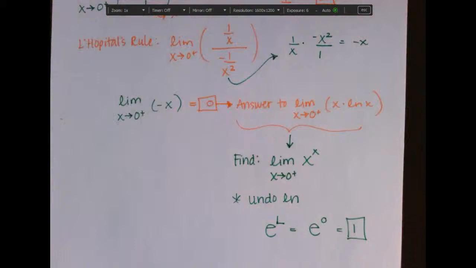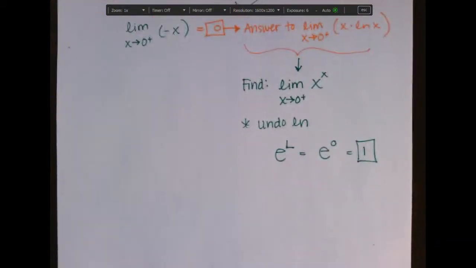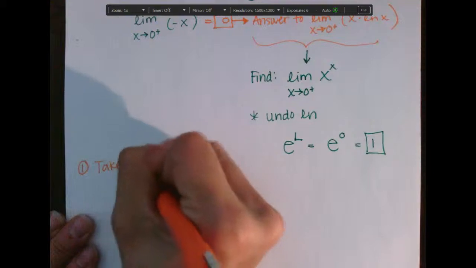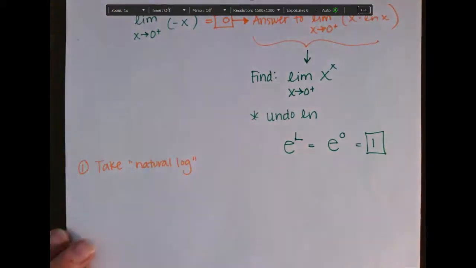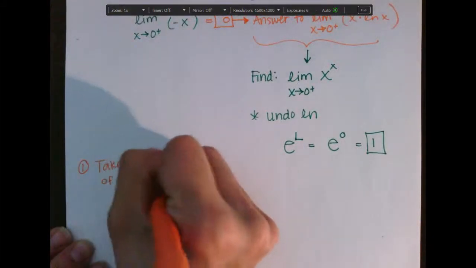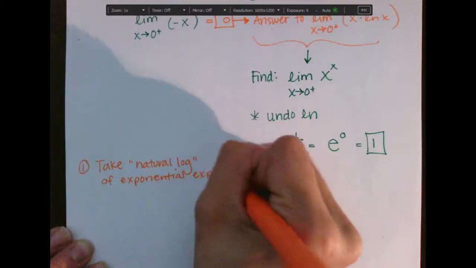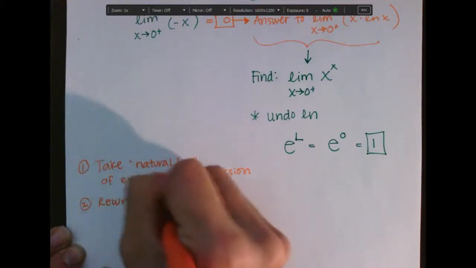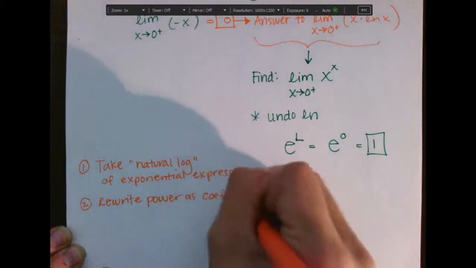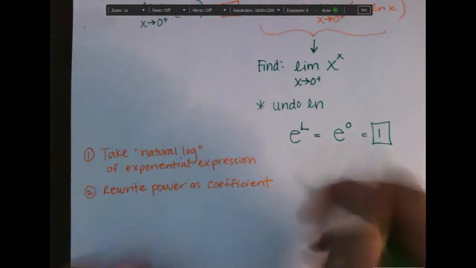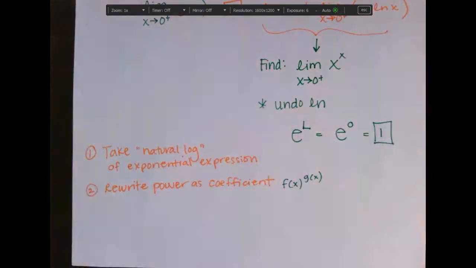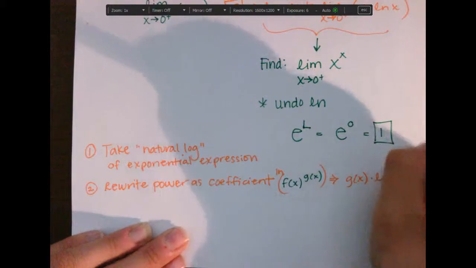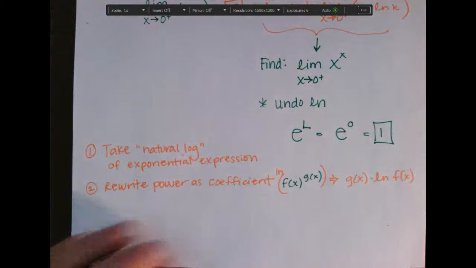So that process works with all exponential indeterminate forms. And let me just review the process one more time. The first thing that we did overall was we took the natural log of the exponential expression that we're trying to find the limit of, that's an indeterminate form. Then we need to rewrite the power as a coefficient, which is one property of logs. So remember, if we have f of x raised to the g of x, and we were to take the natural log of that, then we could take the g of x and multiply it out front, like so. So that's step number 2.